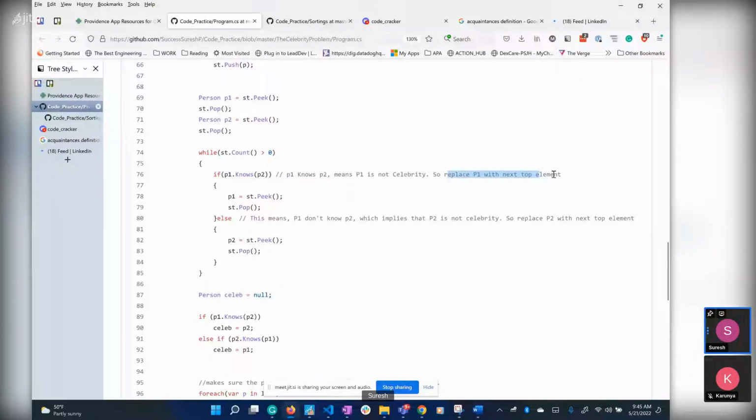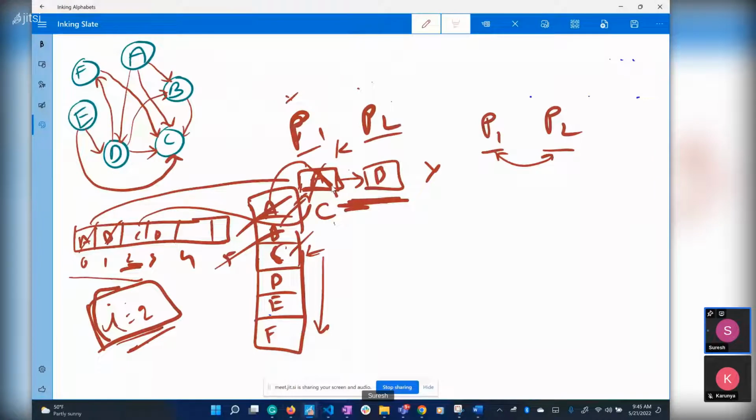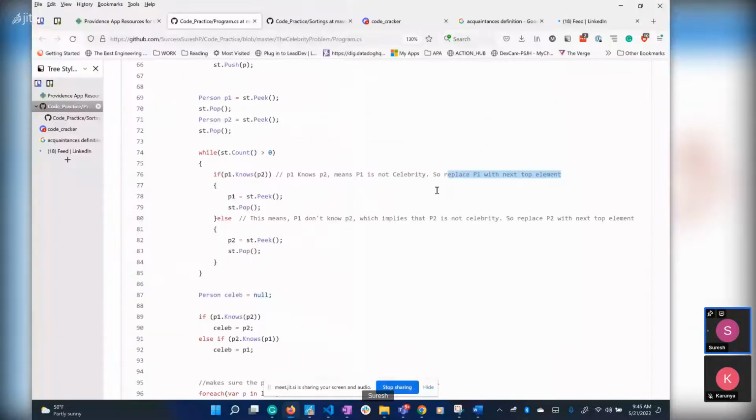It's exactly like taking the element from the list. See, right? You eliminated A here, and you took the C from the list. Similarly, I am simply saying, hey, pop the element from the stack, and replace P1, because P1 already has an element which is not a celebrity. Else, if P1 doesn't know P2, that implies that P2 is not celebrity, right? This is exactly the same condition I explained to you in the first. So since P2 is not celebrity, you can happily replace P2.